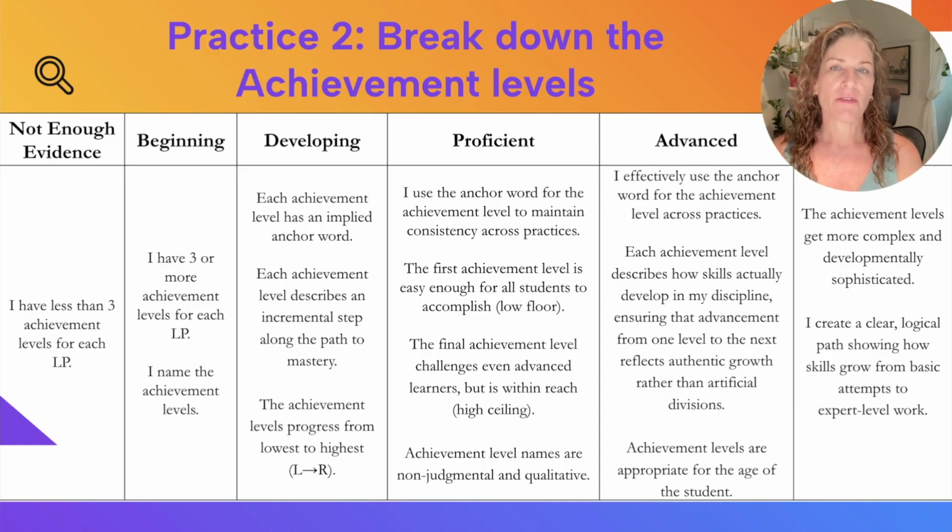Does your achievement level represent a pathway that starts with a low floor so that even your most challenged students can access the rubric? Does it end with a high ceiling to give your accelerated students somewhere to stretch? Ask yourself, does each level reflect authentic growth, or are the divisions artificial? This is difficult to do in advance.